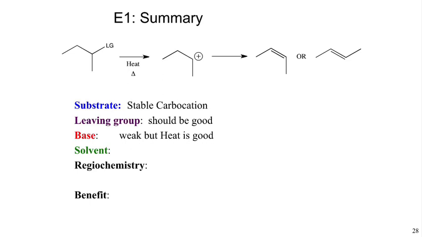So in an E1, we're still looking at this base issue. We've got to be a little nervous with it. It's not as big of an issue as it is for the E2, but one of the things we'll tend to see is heat come into play with eliminations. How do we see heat in a chemical reaction? There's two ways to see it. Literally written as heat.